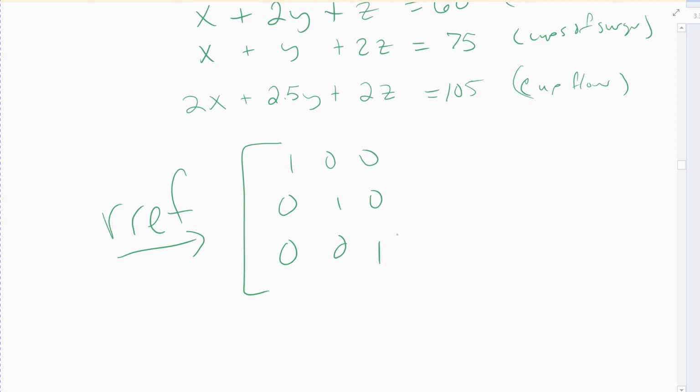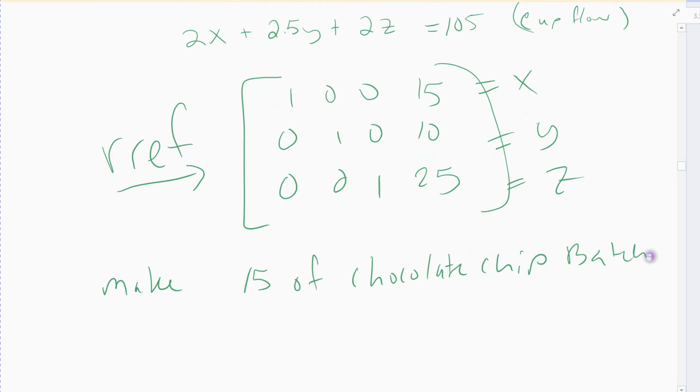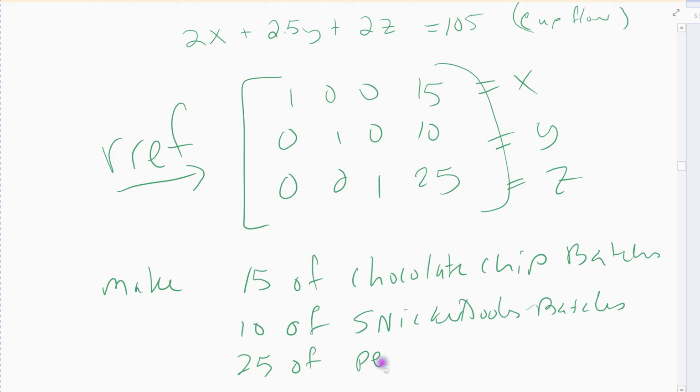Alright, so when I plug it in and I solve, it comes out 15, 10, 25. So remember, 15 is the X, Y, Z. And so that means they can make 15 of the chocolate chip batches, 10 of the snickerdoodles, and 25 of the peanut butters.